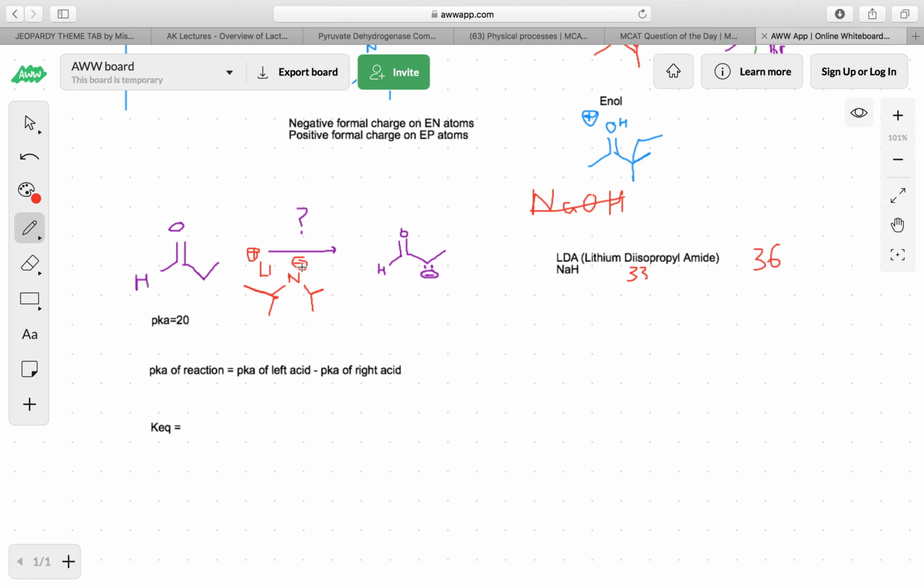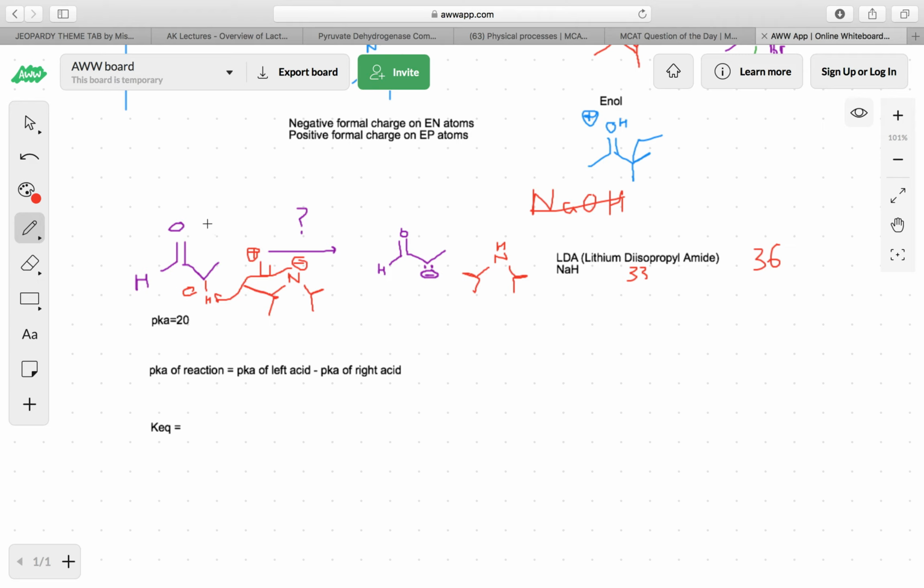So because of this, it has a negative charge, it's going to act as a very good base. And then what's going to happen is it's going to grab this proton that's just sticking off here. So it's going to use its negative charge and just grab this proton and kick off this bond. So what we should be left with is this. This is our protonated LDA.